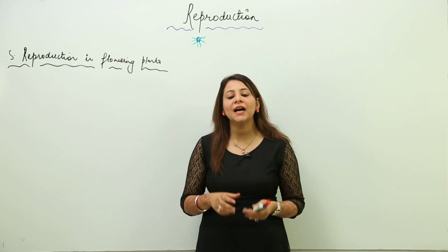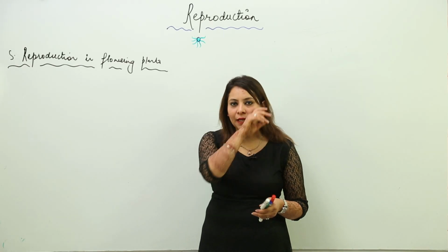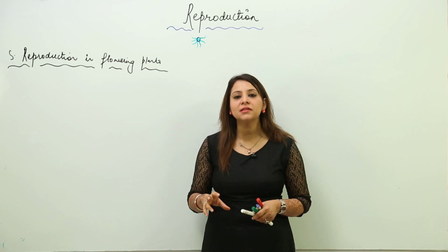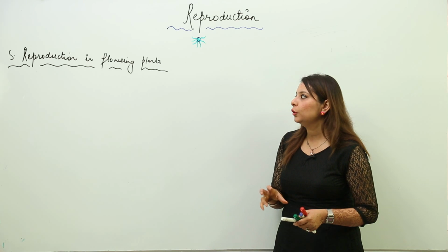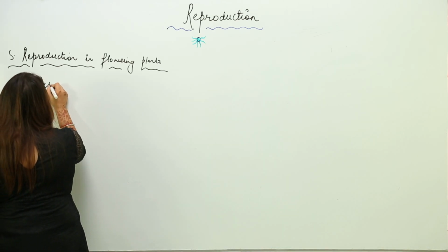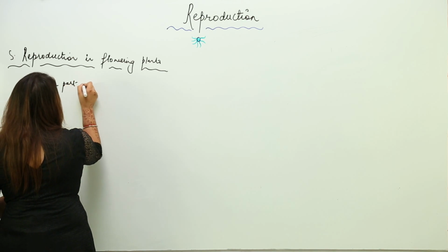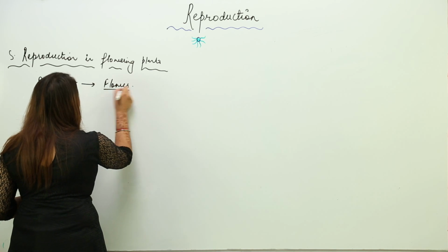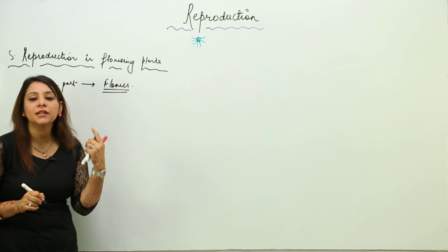Now we are going to start with sexual reproduction in plants. You know that sexual reproduction occurs mainly in the flowering plants, and before we do that you should know that the reproductive part of the plant is the flower. That is the flower.